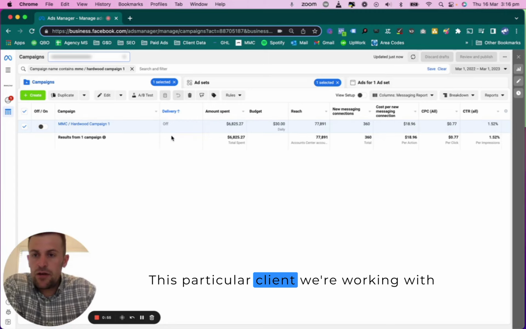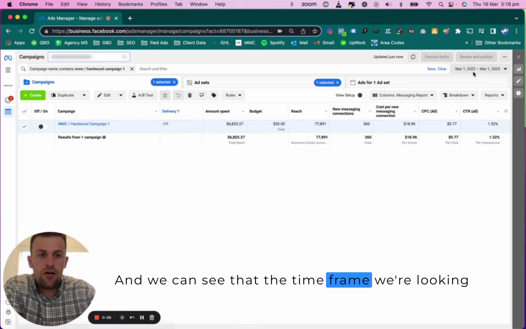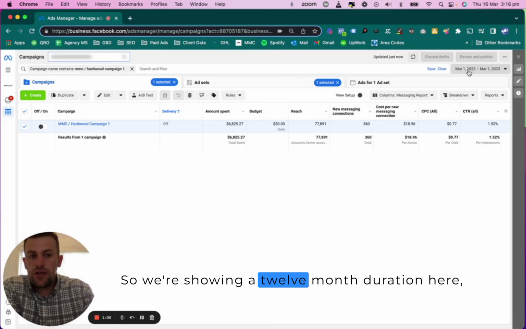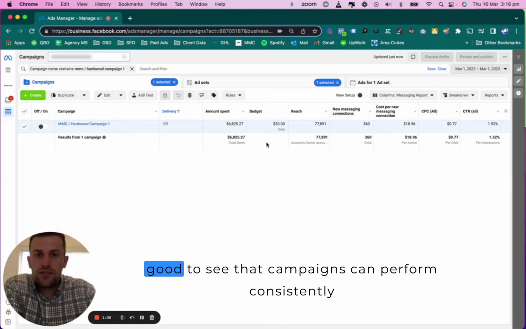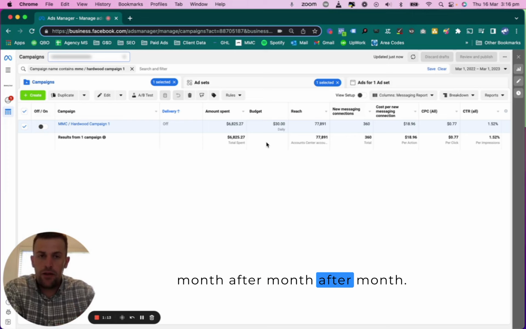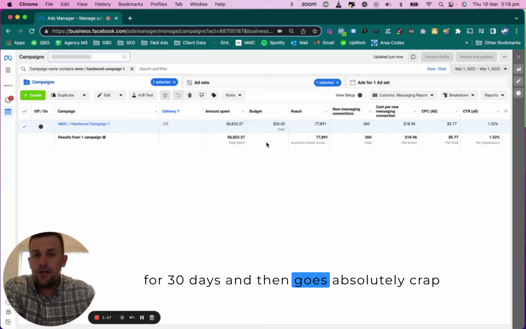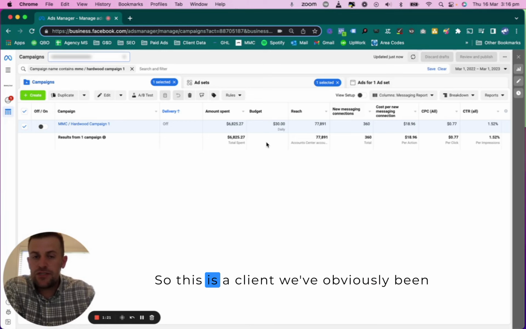This particular client we're working with here is in the US, and we can see that the time frame we're looking at is from March 1st, 2022 to March 1st, 2023. So we're showing a 12-month duration here, which I think is really important because it's good to see that campaigns can perform consistently month after month after month, not something that's going to work really well for 30 days and then goes absolutely crap the next month. And you're out of pocket. So this is a client we've obviously been working with for well over a year.